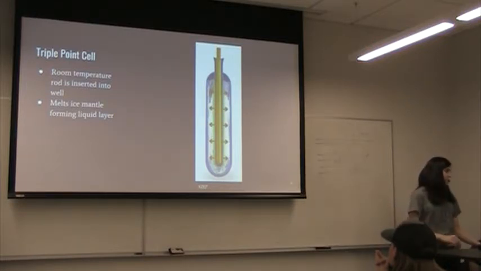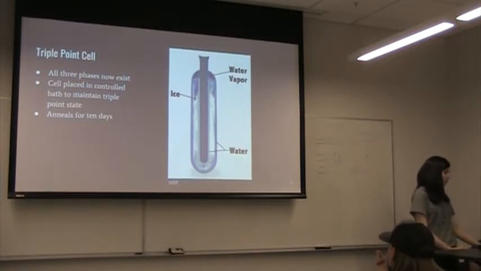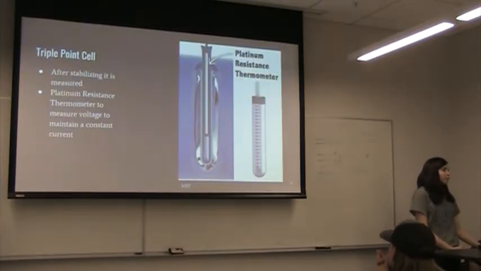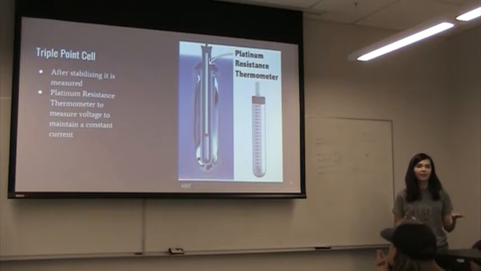Once you remove the room temperature rod, you basically have water at the triple point because you've got a little bit of gaseous water vapor at the top, you've got that ice mantle, and you have the layer of liquid water in between the mantle and the well, and also on the outside of the mantle, in between the wall of the pressure vessel. After you have the triple point cell at the triple point, you put it into a temperature stabilizing bath for a period of 10 days. Over that time, it's making sure that it's stabilized so you can get an accurate reading, and it's allowing some of the internal pressure in the ice to be released.